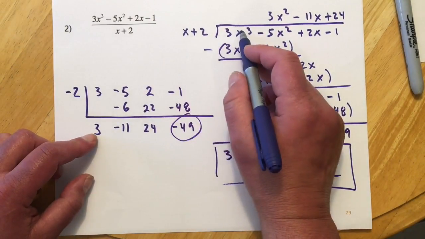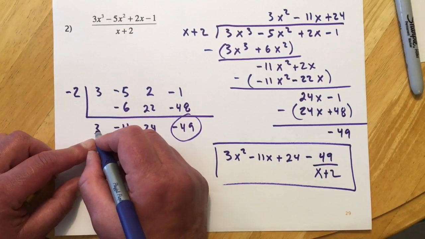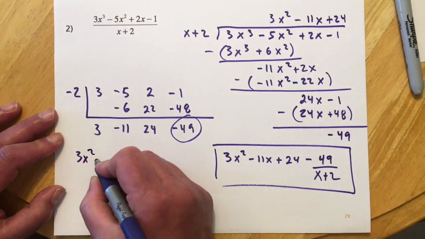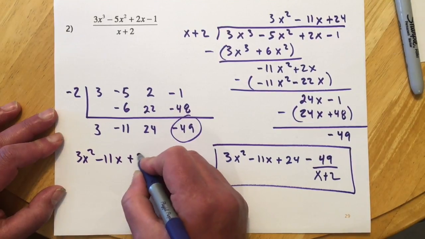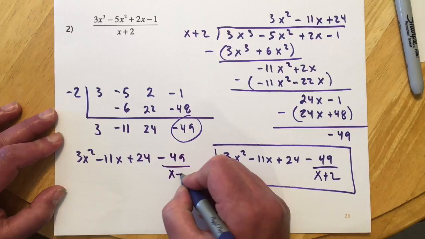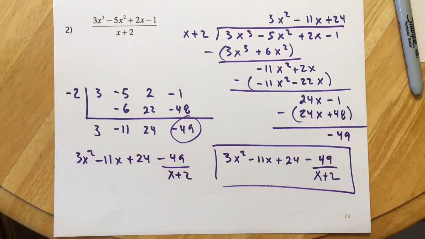So since I went x into x cubed, this has to be x squared. It's always going to be 1 degree less than what you start with. So 3x squared minus 11x plus 24, and then that should turn out to be the remainder. So same thing either way.